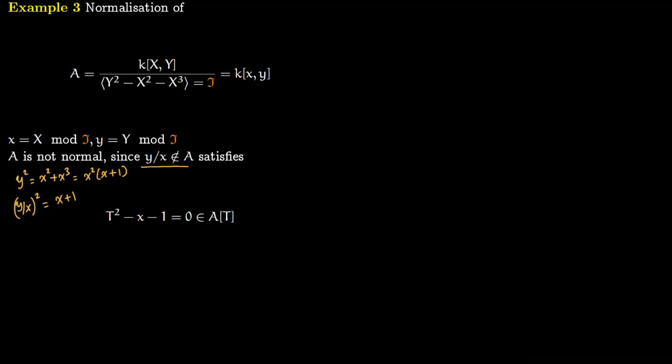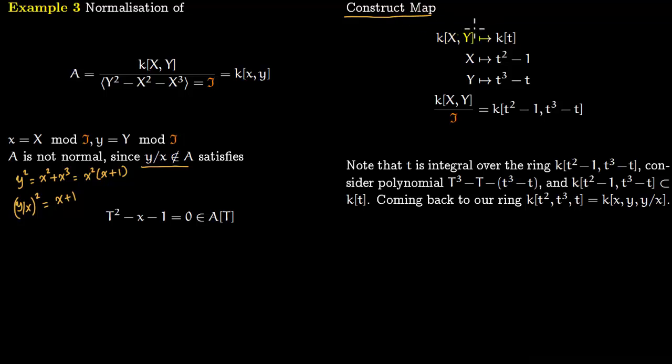Now we construct a map for normalization. Again, k[x,y] to k[t], x goes to t square minus 1. So this thing comes just from here. You take x from this side, you get t square minus 1, and then you plug it in this relationship right here to calculate y. So y would be t cube minus t. So k[x,y] modulo ideal I, you get k[t square minus 1, t cube minus t]. So just copying this down.